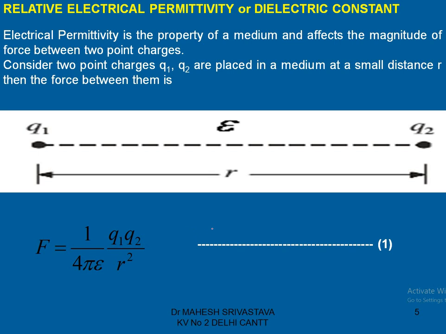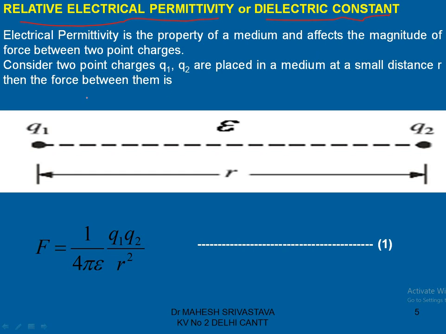Now another very important topic: relative electrical permittivity or dielectric constant. So first of all, understand the meaning of electrical permittivity. Electrical permittivity is the property of a medium that affects the magnitude of force between the 2 point charges. As I already explained, if the medium between the point charges changes, then the force between them also changes, and that is because of the property of the medium, which is known as electrical permittivity.